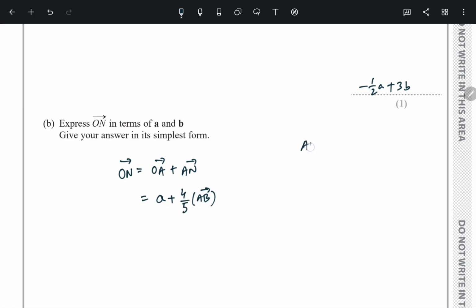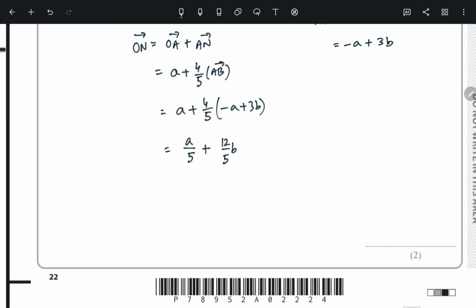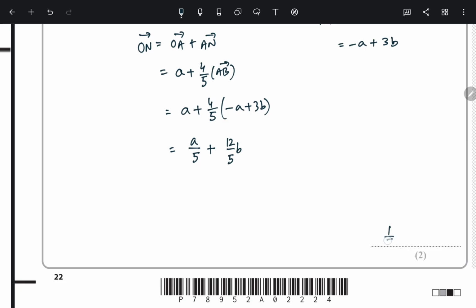We have to find AB first. AB can be written as AO plus OB. AO is minus A and OB is 3B. So that's going to be A plus 4/5 of minus A plus 3B. So that comes out to be A by 5 plus 12 by 5 B. That's our answer. A by 5, or 1 by 5 A, plus 12 by 5 B.